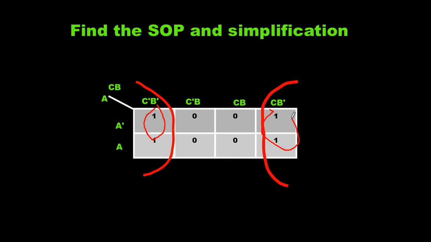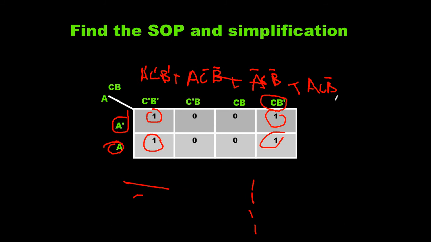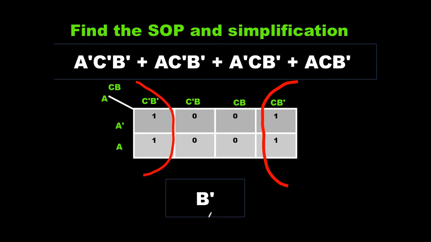Why? This represents what? What do you think? B naught, where's the B naught? Is it representing C naught? No, this is C naught and C. And this is A naught and A. But both groups, the four ones, have in common B naught. So this represents B naught, meaning I can simplify this equation to B naught. And this is the sum of products.